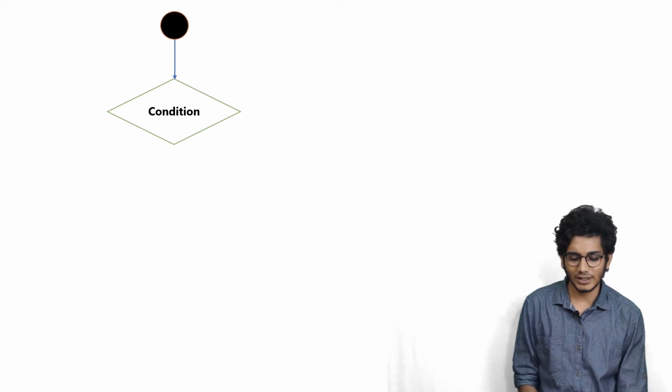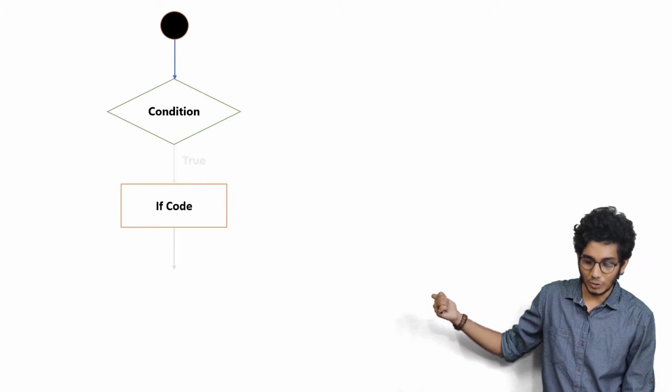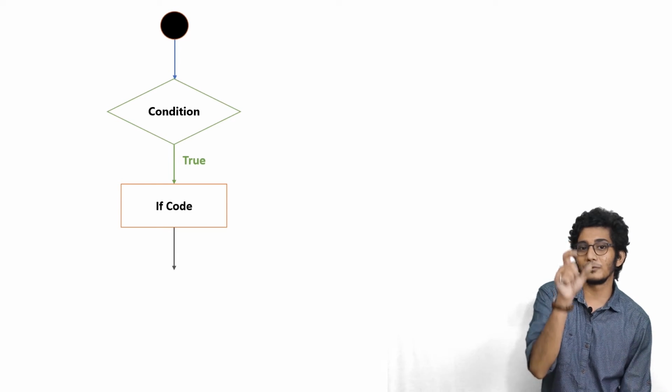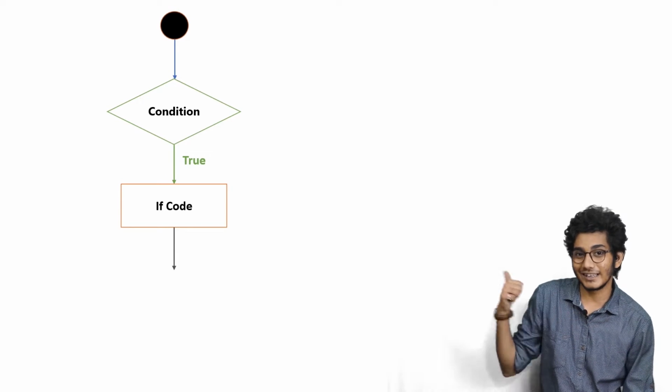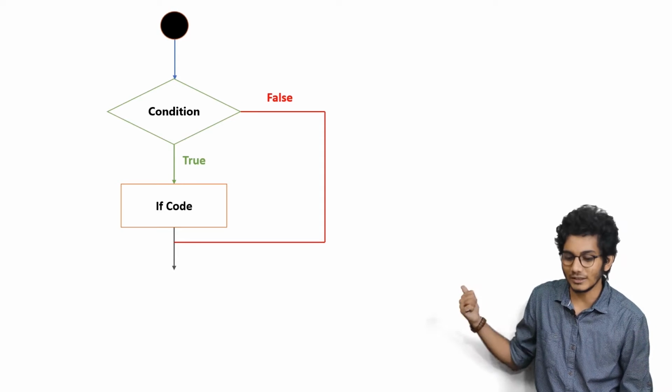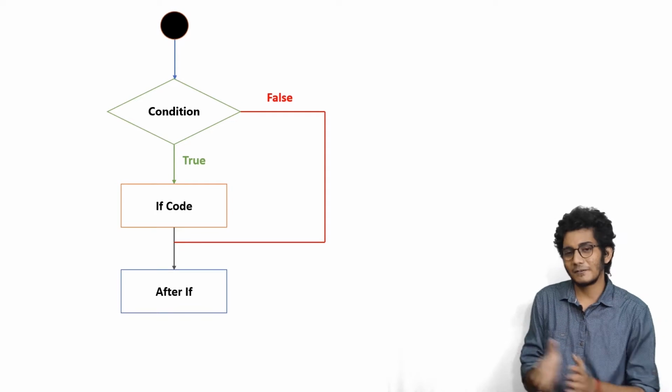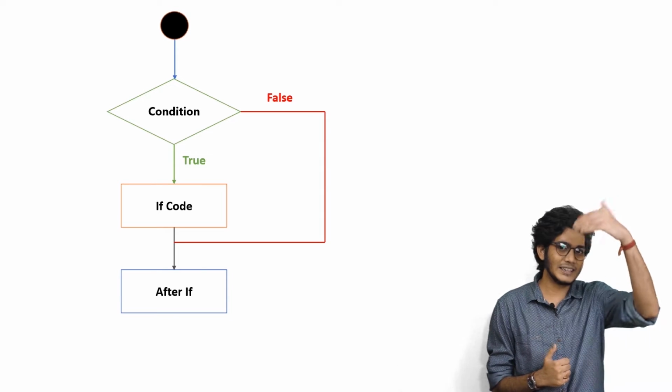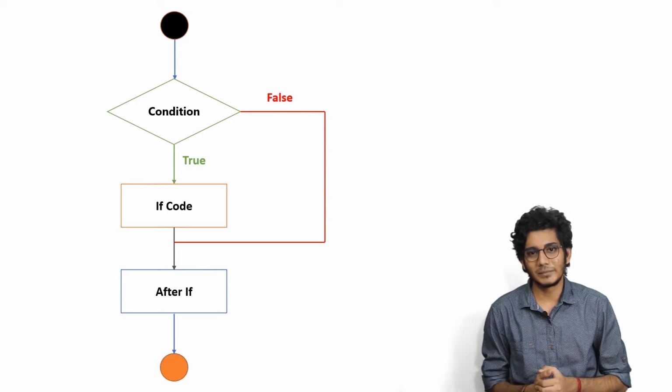Now let's go to the flowchart. If this condition is true, then the if portion will be executed. If your condition is false, then it won't be executed. After executing that snippet, your code will be terminated, right? This is how your if works.